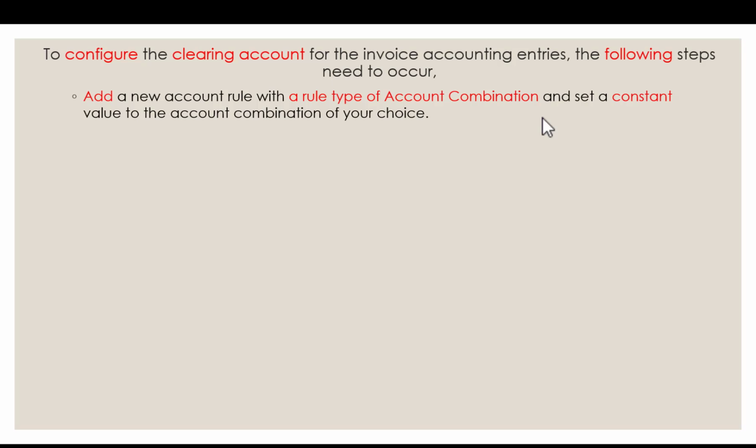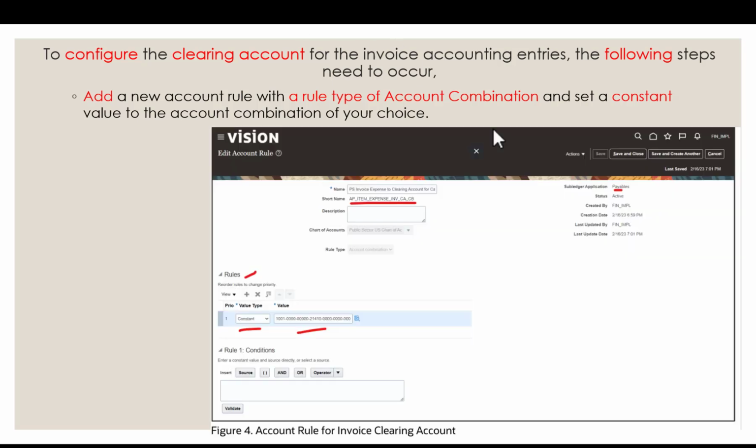First of all, add a new account rule with a rule type account combination and set a constant value to the account combination of your choice. As you see here, you will navigate to the account rule. You will edit or take a copy, whatever. This is the item expense, payables, which is active. Just go to rules and make the value type a constant and put your clearing account.